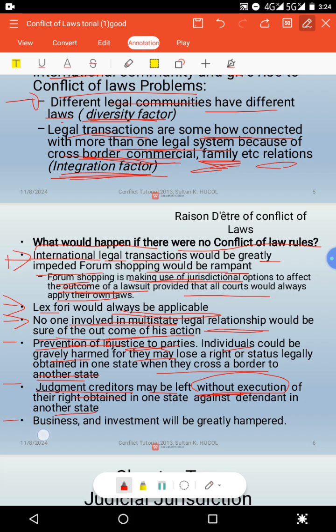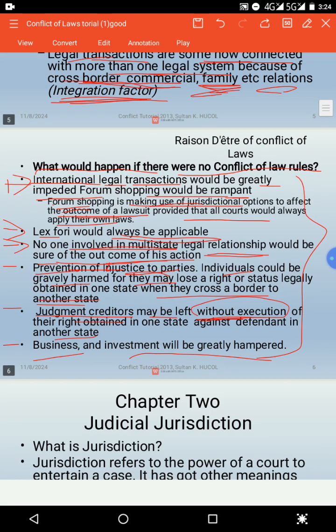And the final point is that business and investment will be greatly hampered or affected. So business and investment will be greatly affected if there is no conflict of laws rules. You have to understand this.